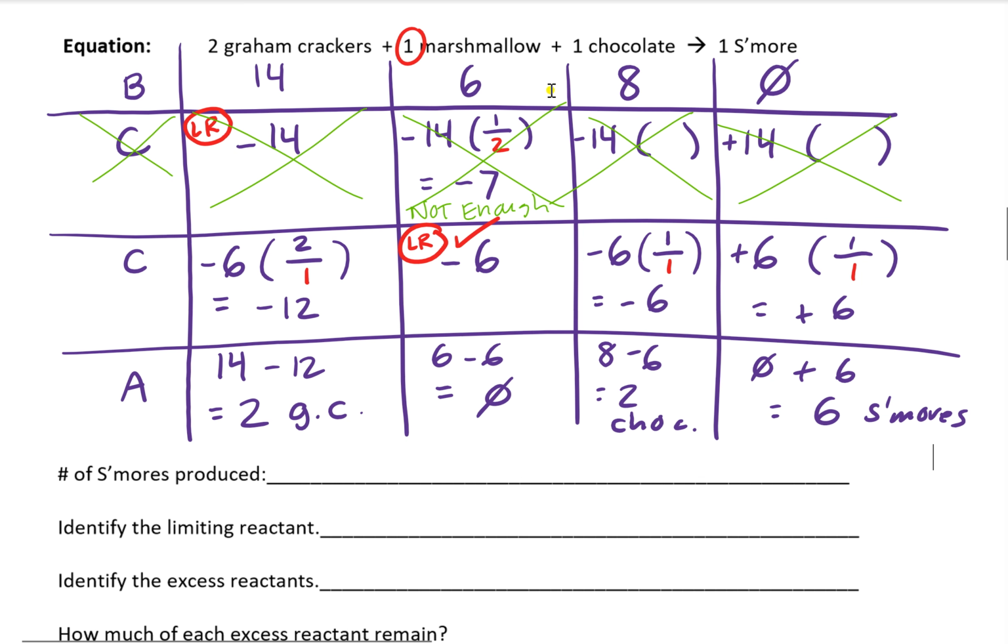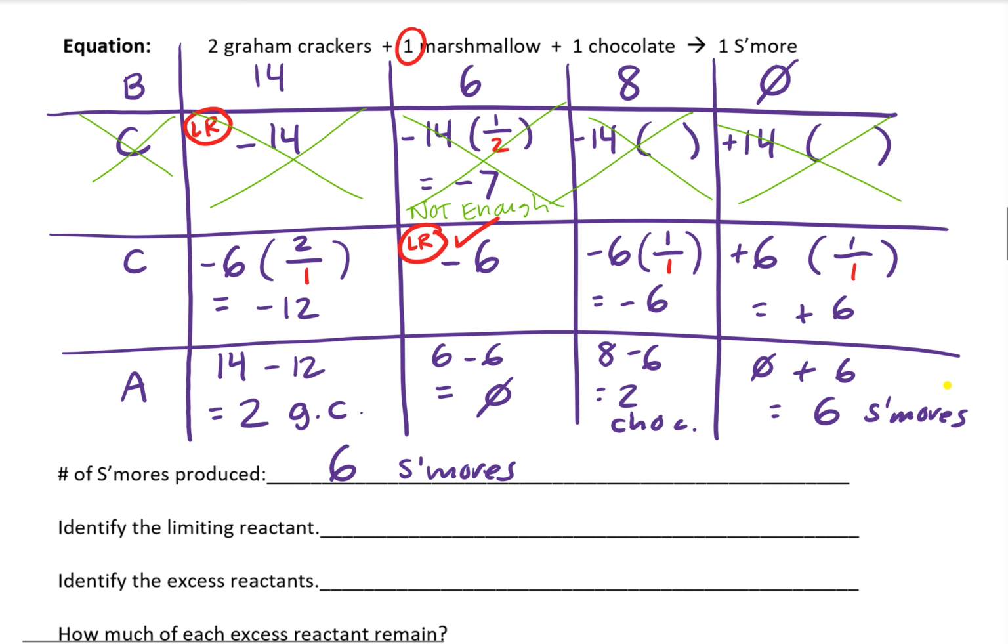We know how much of everything we started with. We know how much we used and how much we made. And at the very end, after the reaction is done, we know what quantities we have in our container. Number of s'mores produced: I go to that after row. We made 6 s'mores.